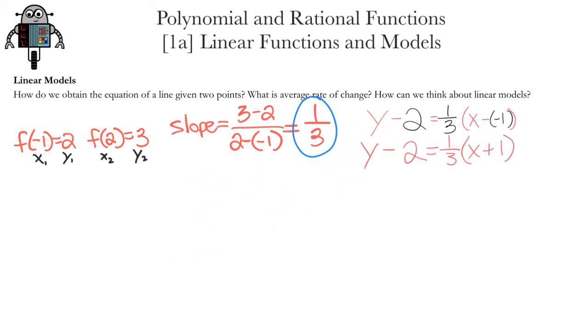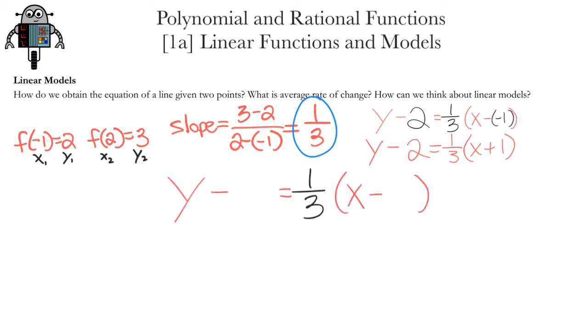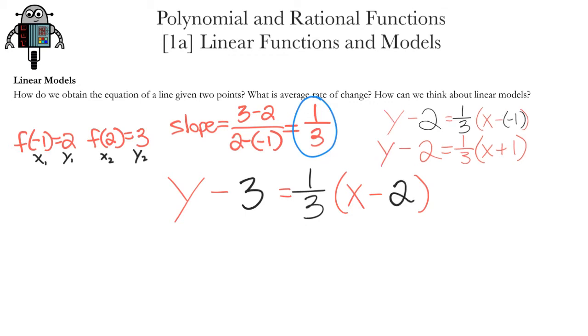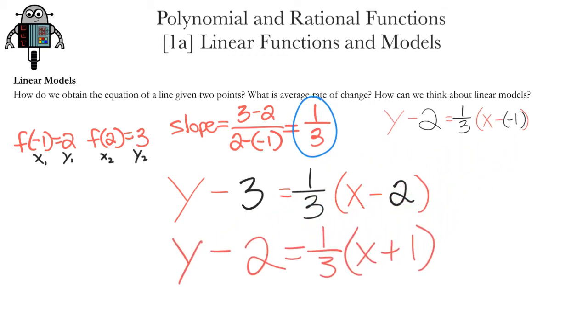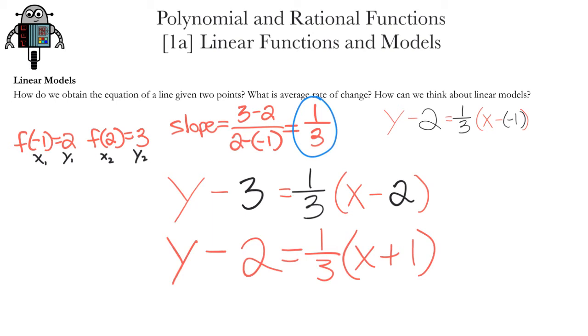We can use the other point to write the equation of the line as well. So we have y minus 3 equals 1/3 times x minus 2. Both of these equations represent the same line written in point-slope form.